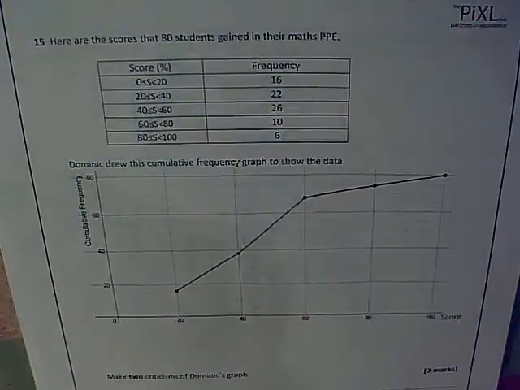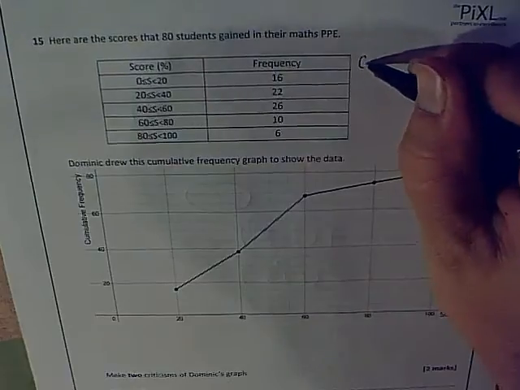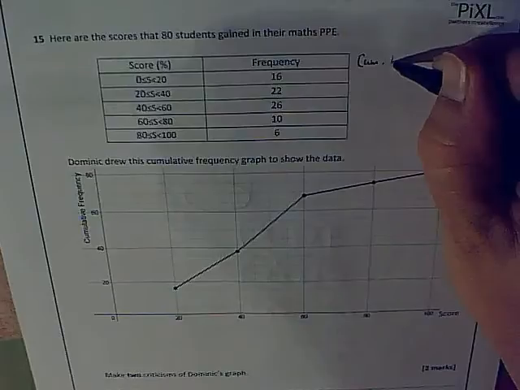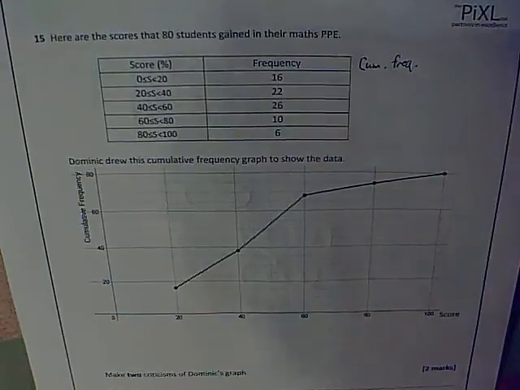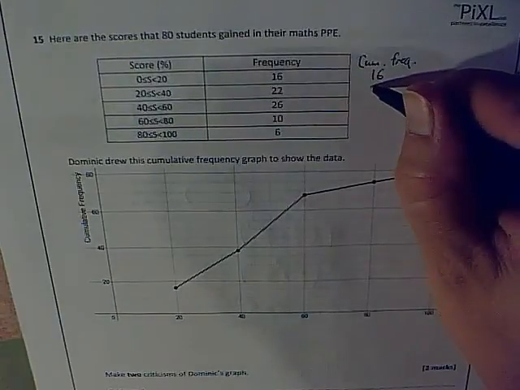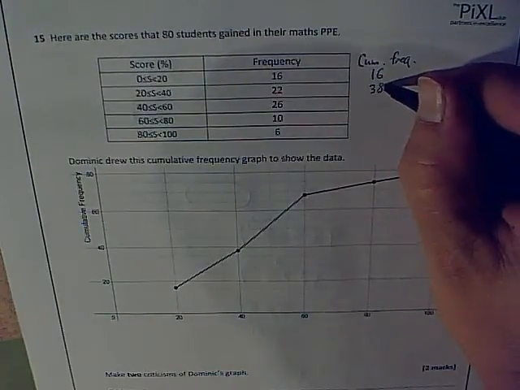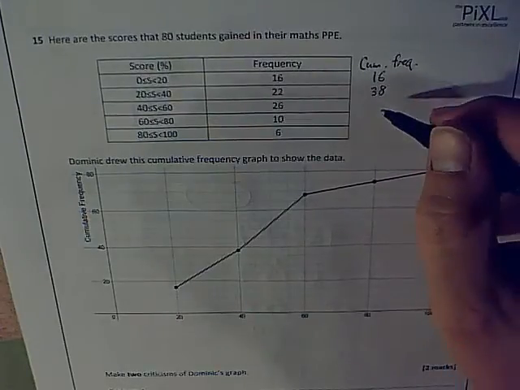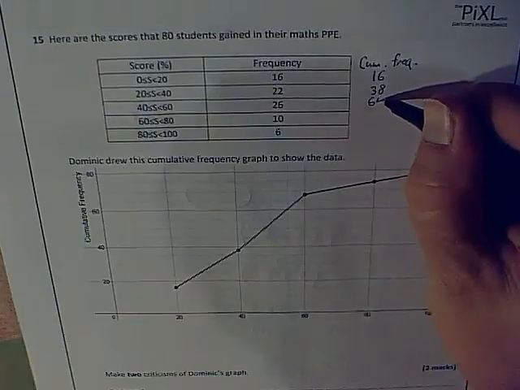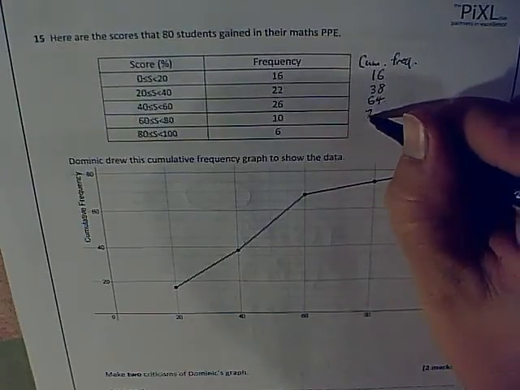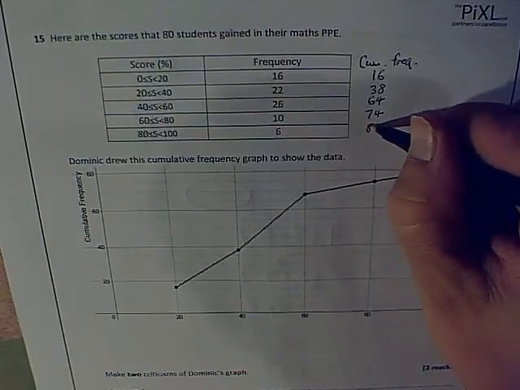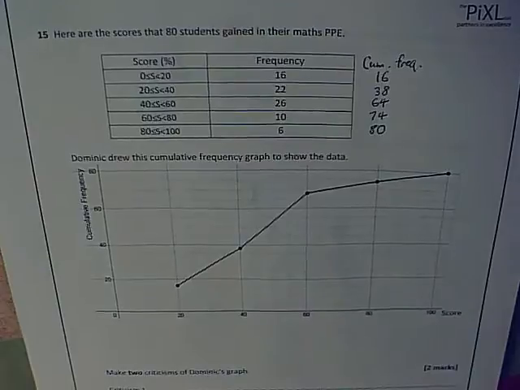When I'm working with cumulative frequency, I want that cumulative frequency total. So my cumulative frequency, or my running total, I'm going to get a column going for that. So 16 plus 22 is 38. 38 plus 26, 64. 64 plus 10 is 74, and 74 plus 6 is 80. That accounts for all the 80 students.